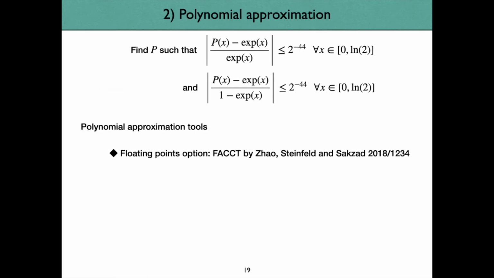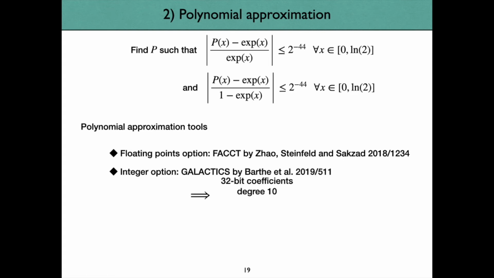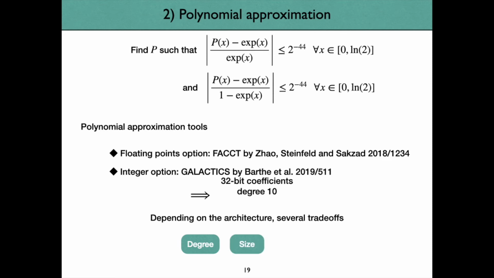We then use a polynomial approximation for the exponential. We need a polynomial that validates several inequations, as written here, and several tools are possible. We can use FACT that had been provided in 2018. But for an integer option, we prefer to use Galactics that was provided in 2019. We recover a degree 10 polynomial with 32-bit coefficients. However, depending on the architecture, several trade-offs can be made. We can minimize the degree, or the size of the coefficients, or the depth of the circuits.